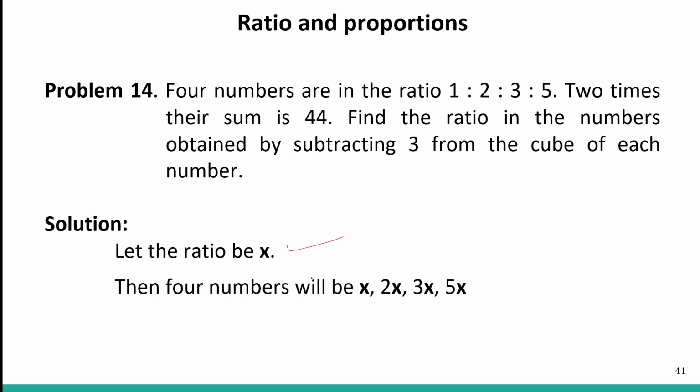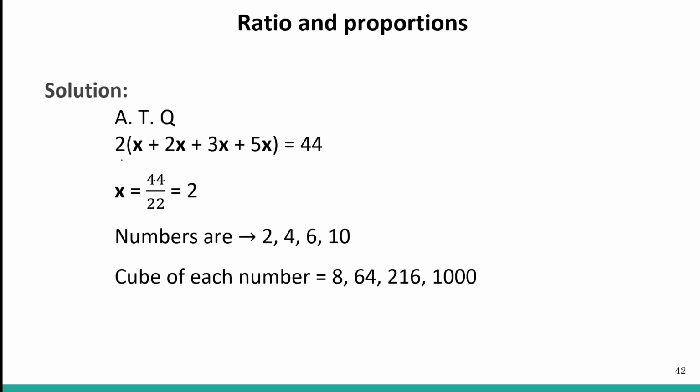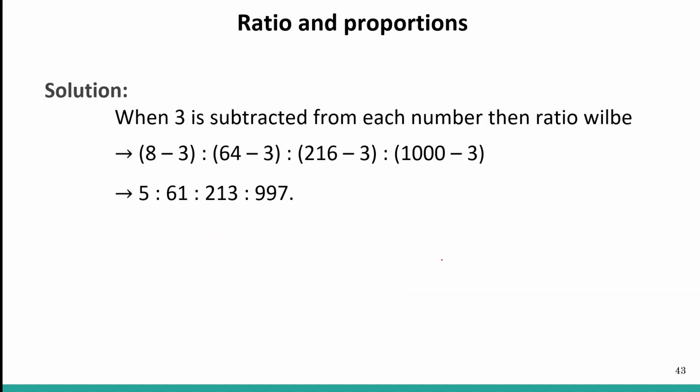So let the ratio be x. So the 4 numbers will be x, 2x, 3x and 5x, right? So according to the question, 2 into x plus 2x plus 3x plus 5x is equal to 44 given. So x is equal to what? 44 by 22 is equal to 2. So numbers are 2, 4, 6, 10. So cube of each number is equal to 8, 64, 216 and 1000. So when 3 is subtracted from each number, then the ratio will be 8 minus 3, 64 minus 3, 216 minus 3, 1000 minus 3, right? So 5 is to 61 and 213 is to 997.